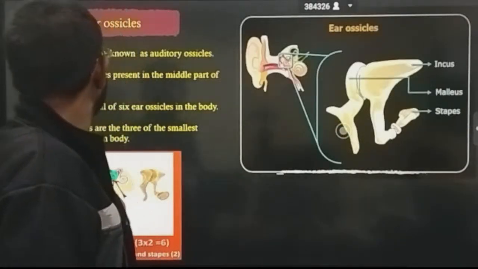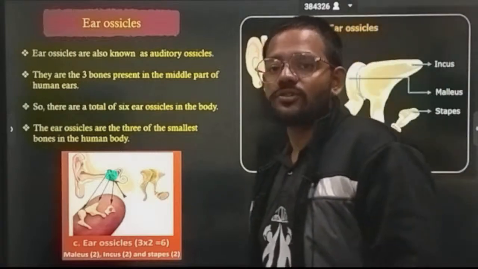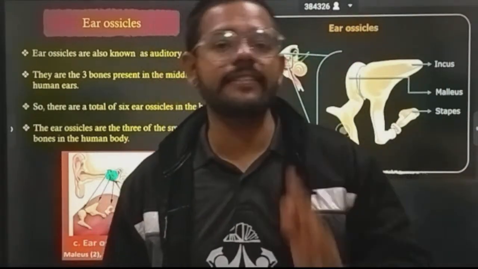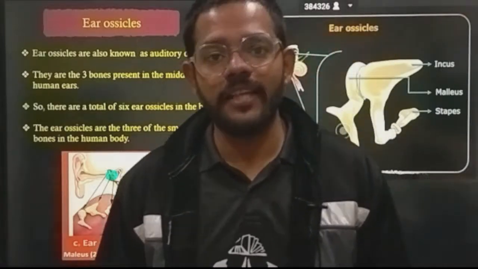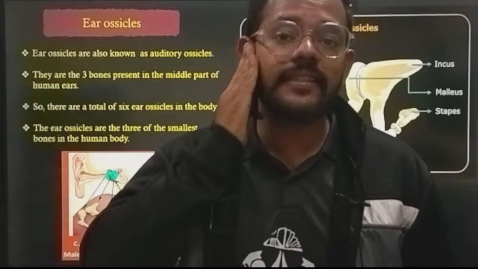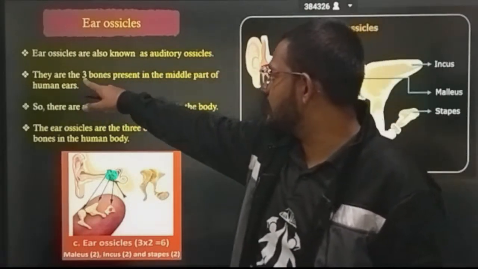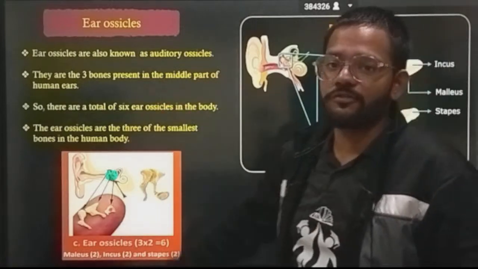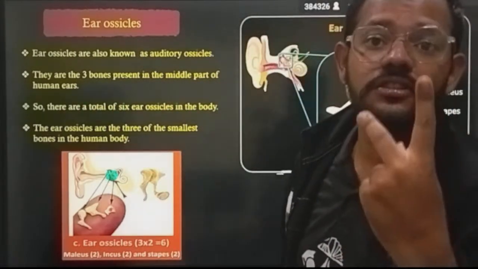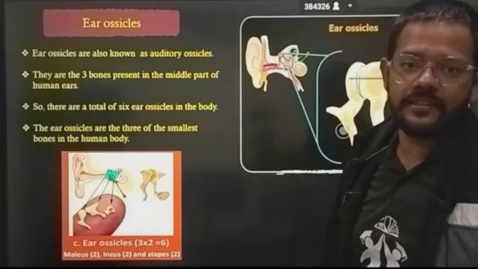Next, ear ossicles are also part of your skull. There are 6 ear ossicles, 3 in this ear and 3 in this ear. Ear ossicles are also known as auditory ossicles. They are 3 bones present in the middle part of the human ear. The 3 is for a single ear, and for both ears it is 6, so there are a total of 6 ear ossicles in the body.